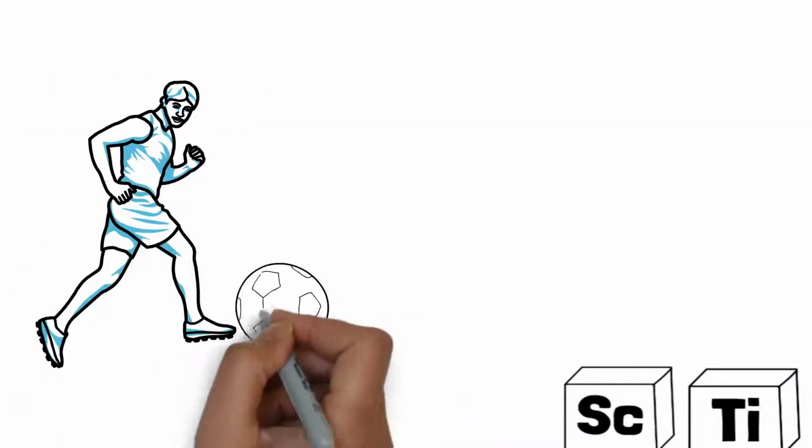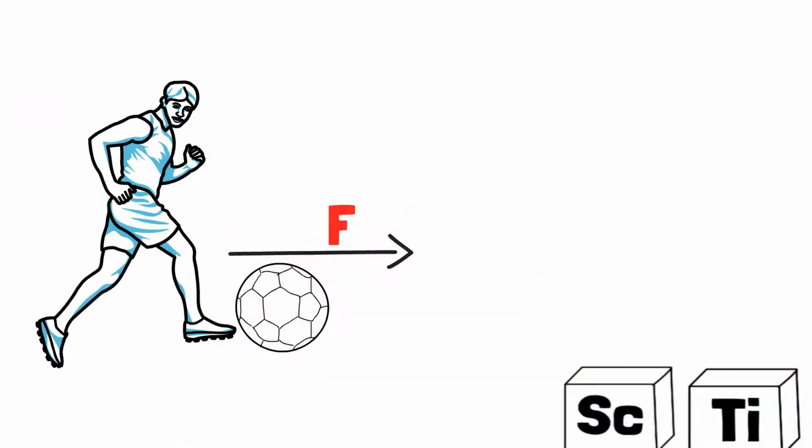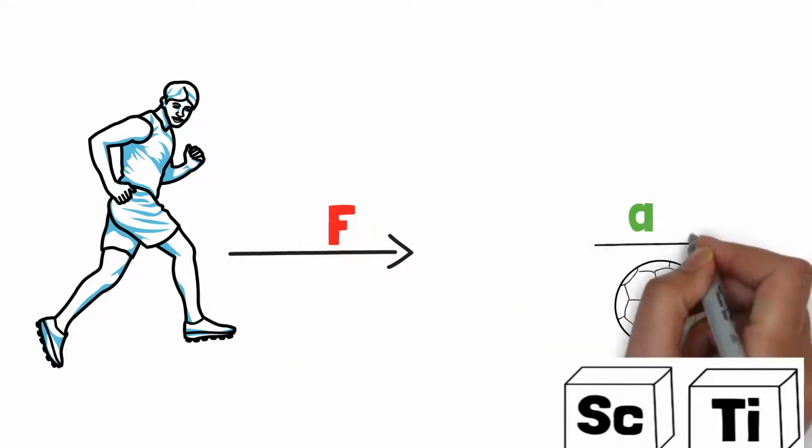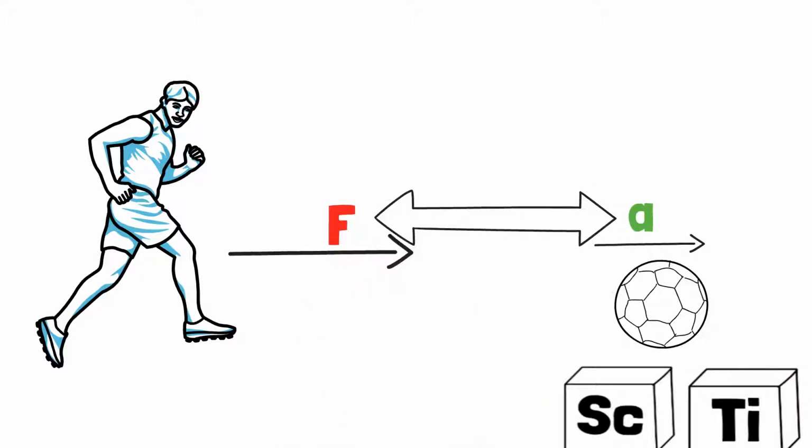Let's say you're playing soccer and you kick a ball with some force F. What happens is that the ball moves and has some acceleration in the same direction. From this experiment, we can say that the acceleration of an object is directly proportional to the force applied.